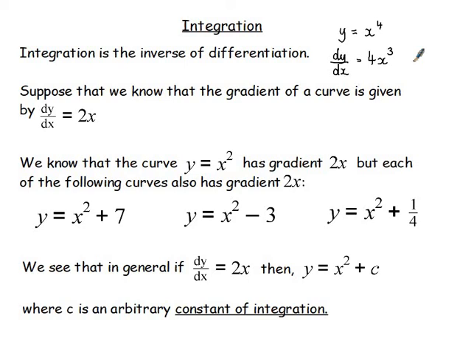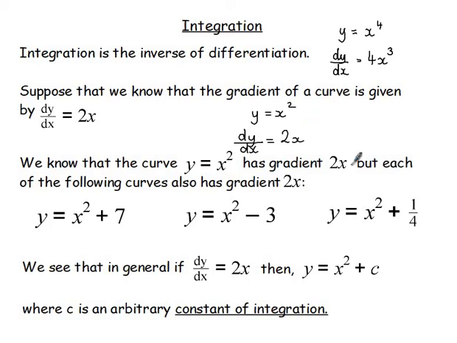So suppose that we know dy by dx is 2x. We know that the curve y equals x squared has the gradient always differentiated to make 2x. For example, if you were given y equals x squared, to differentiate it, dy by dx, the gradient of the curve, you bring the number down in front of it, keep the letter there, and decrease the power by 1. So 2 take away 1 is 1, but we don't bother writing 1 as a power. So we know the curve y equals x squared has the gradient, or the differential, of 2x.